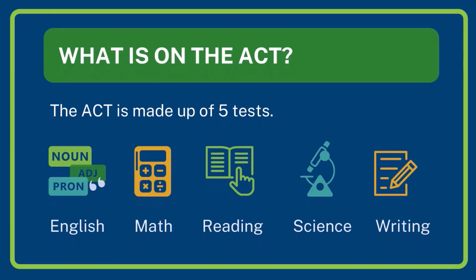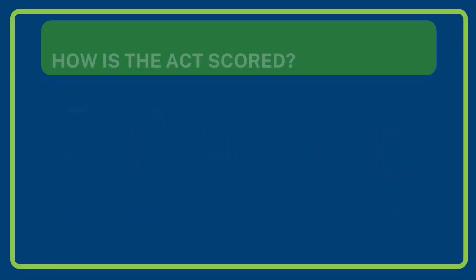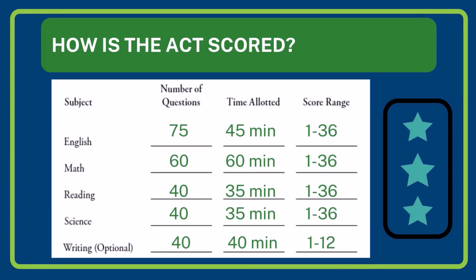What is on the ACT? Well, the ACT is made up of 5 tests: English, math, reading, science, and writing. Now let's talk about how the ACT is scored. It depends on the section. Let's go through the number of sections, the time allotted, and the score range for each subject.